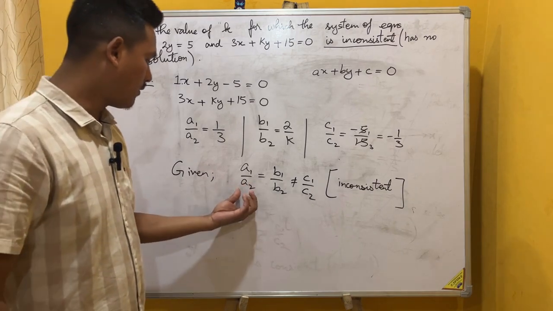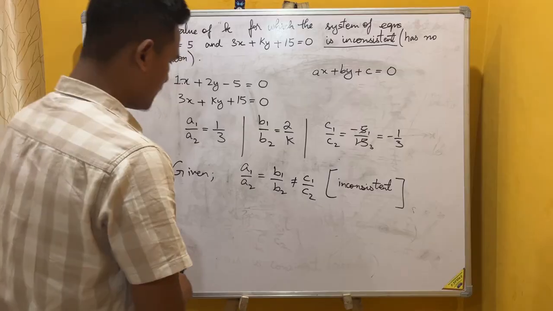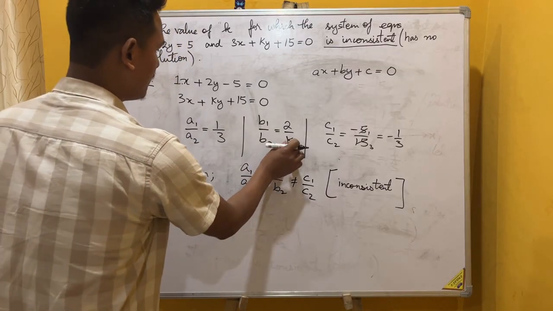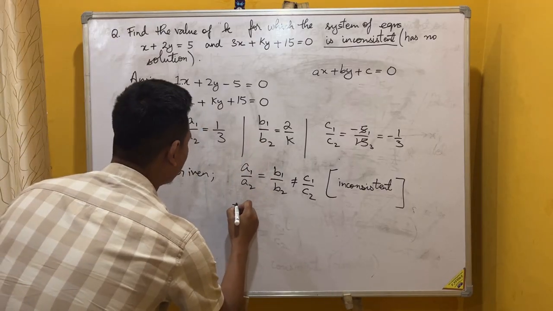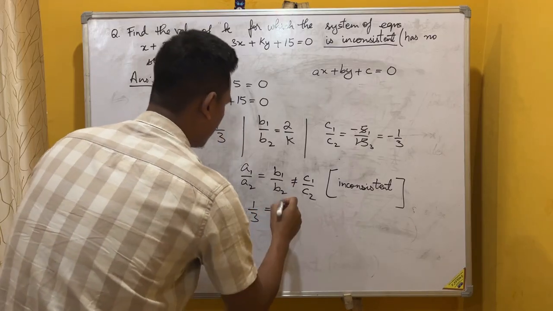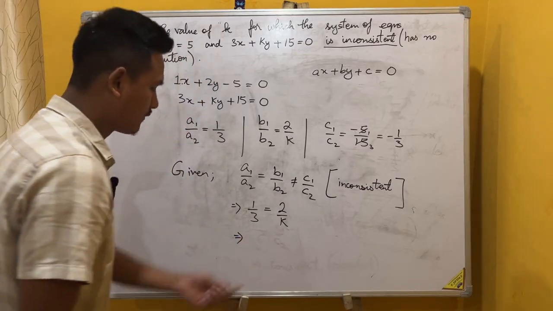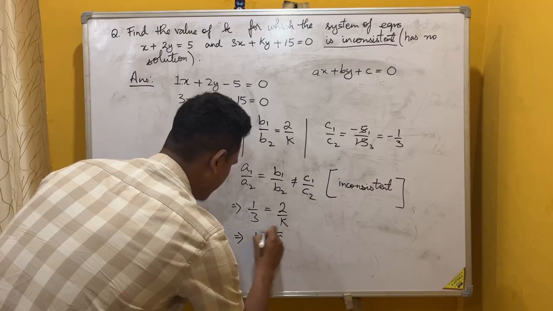Inconsistent means a1 upon a2 is equal to b1 upon b2, which is not equal to c1 upon c2. Since these two are equal, we will equate them and find the value of this unknown k. So a1 upon a2 is 1 by 3 and b1 upon b2 is 2 upon k. So after cross multiplying, the value of k is 6.